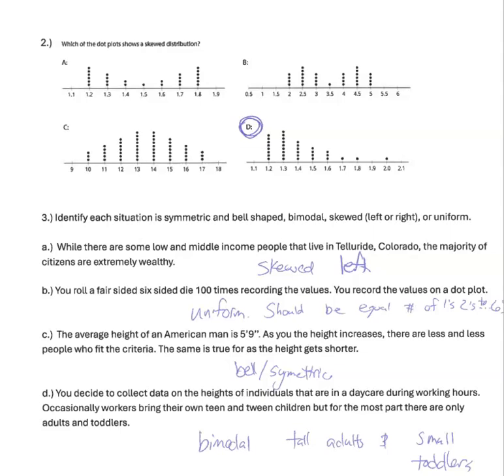And then D, it says you decide to collect data on the heights of individuals that are in daycare during working hours. Occasionally, workers bring their own teens and tween children, but for the most part, they're only adults and toddlers, meaning there are going to be a lot of people you measure who are really tall, adults, and people you measure who are really small, toddlers. So that's going to be bimodal.